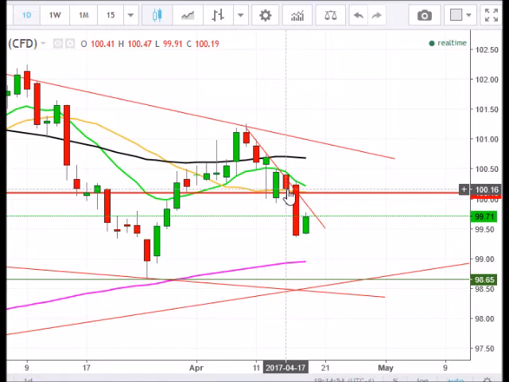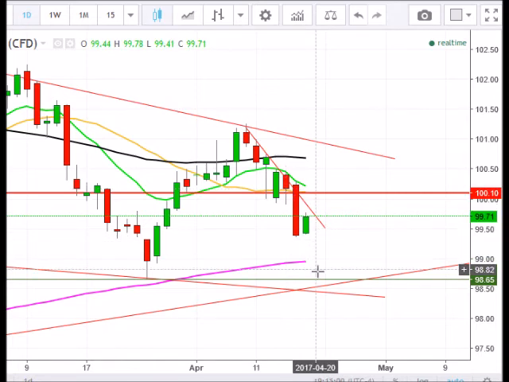I'm calling for the US dollar to see possibly a little bit more upside, and then finish off the week lower towards this 200 period simple moving average, or kind of bottom out here near 98.70.